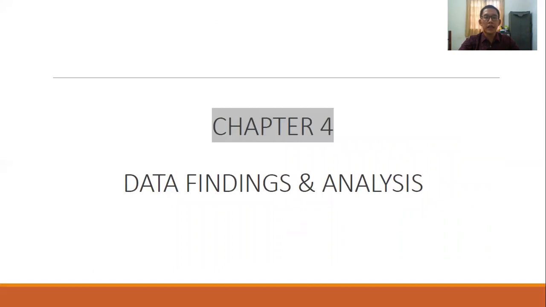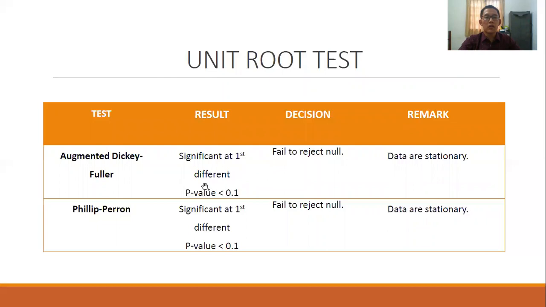Chapter 4. Data findings and analysis. For the unit root test, just now I said that there are two types of tests that will be done, which are ADF, short for Augmented Dickey-Fuller, and second is Phillips-Perron, or short form PP. Both of these results are significant at first difference level. How do we know it is significant at first difference level? It is determined when we look at the probability value, both of these probability values are less than 0.1. So it is significant at first difference level. The decision is we reject the null, so all of the data are stationary.